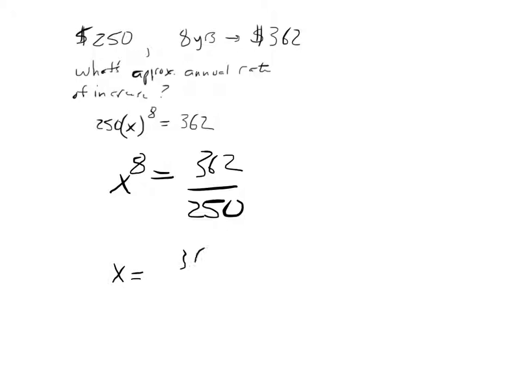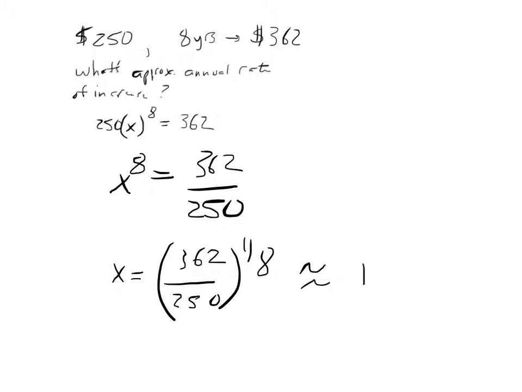So that's going to be x is 362/250, 1/8 root. I'm then going to go grab my calculator and get that answer, which is about 1.0473. So then my annual rate of increase is going to be about 4.73%.